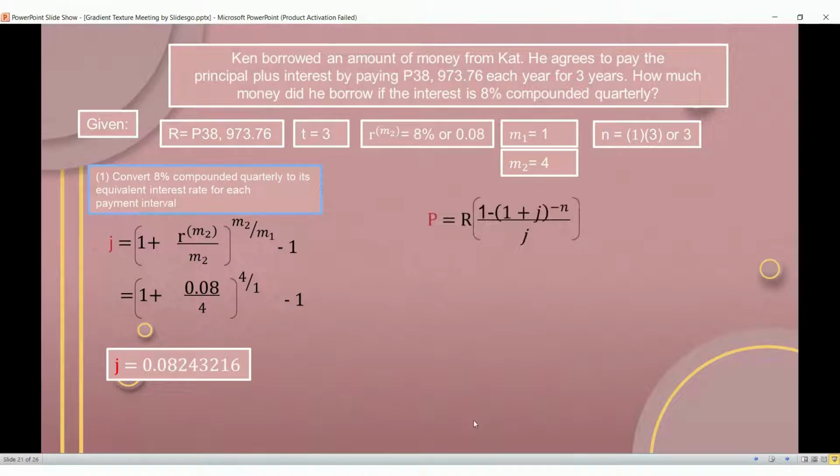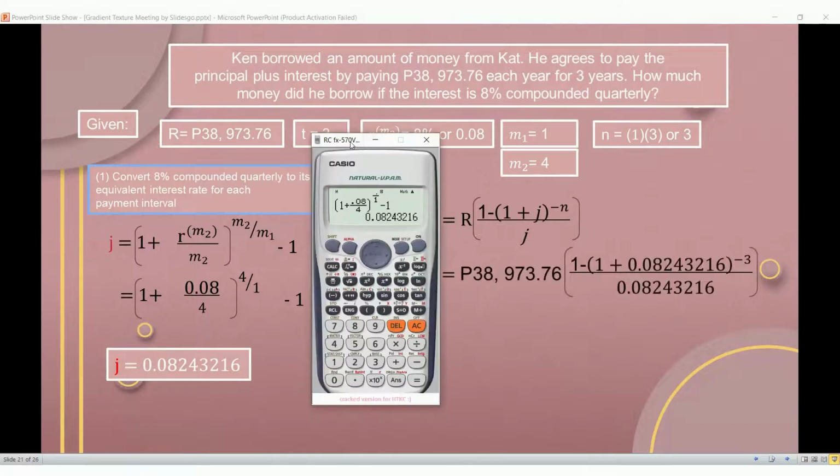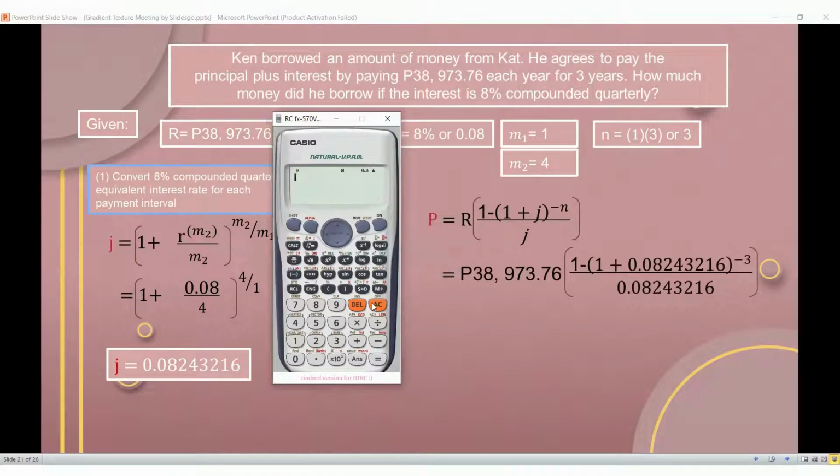So, ito yung formula na gamitin natin. Then, substitute na natin. Yan. So, isolve muna natin siya. So, solve muna natin sa loob ng parentheses, which is 1 plus J. 1 plus 0.0824 raised to negative 3.